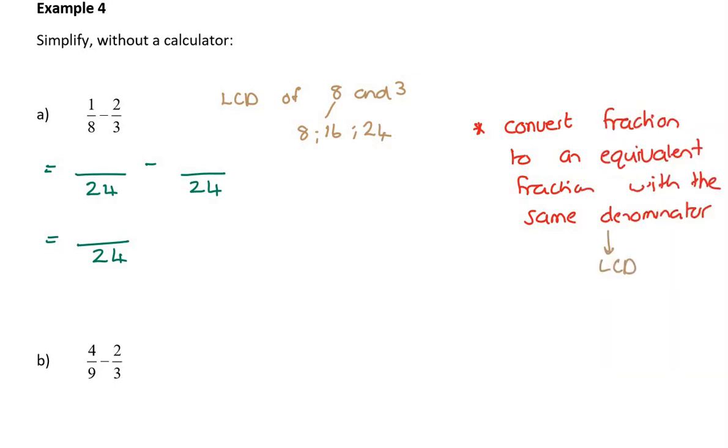So now I need to convert 8 to 24, so I need to times by 3. But what you do at the bottom, you do to the top, because then effectively you're multiplying by 1, and so 1/8 means the same thing as 3 over 24. Now I'm going to multiply 3 by 8 and 2 by 8, so I get 16. So 16 out of 24 is exactly the same as 2 out of 3.